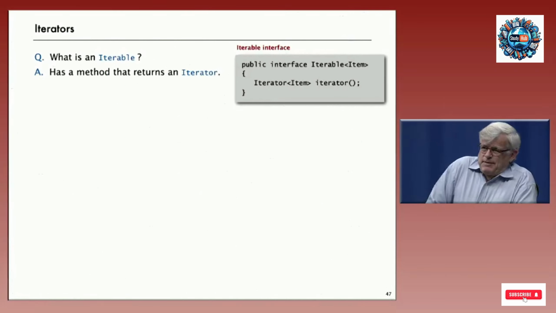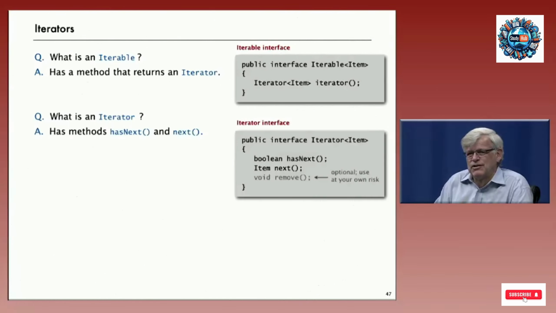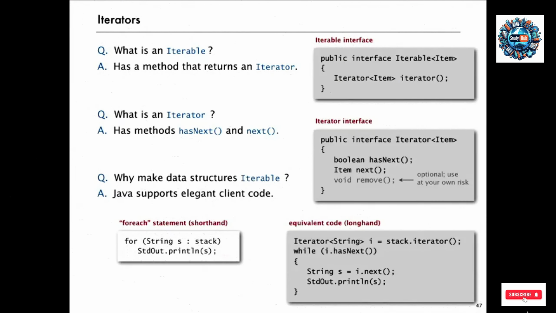So what's an iterable? In Java lingo, an iterable is a class that has a method that returns an iterator. And what's an iterator? Well, an iterator is a class that has methods hasNext and next. Java also allows remove. We think that one is bad news, so we don't use it. It can lead to insidious debugging problems. So hasNext and next. To make a data structure iterable, we're going to implement those things.